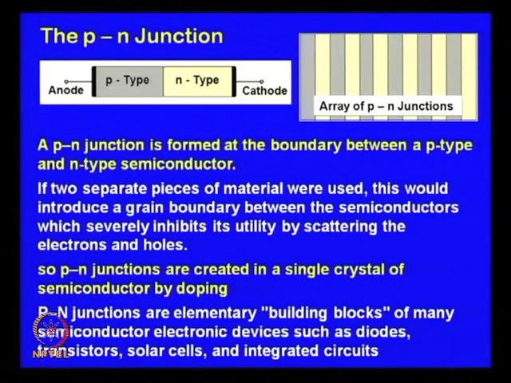You may note that p-n junctions are elementary building blocks of many semiconductor electronic devices such as diodes, transistors, solar cells, and most importantly integrated circuits. So, essentially what you want to have, see, one p-n junction is not going to suffice, not going to serve any purpose.